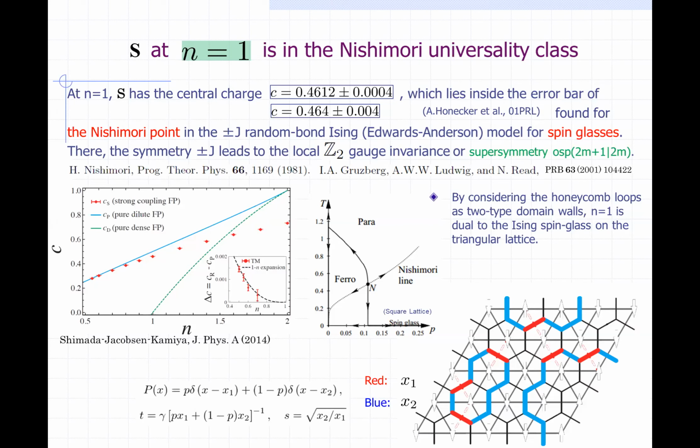So what I'm trying to say is that in the phase diagram on the right, you have 3 fixed points, right? You have 2 critical points and 1 multicritical point. You have a clean point, you have a Nishimori point, and you have the spin glass transition point. So do you have access to the spin glass point? Do you know anything about it?